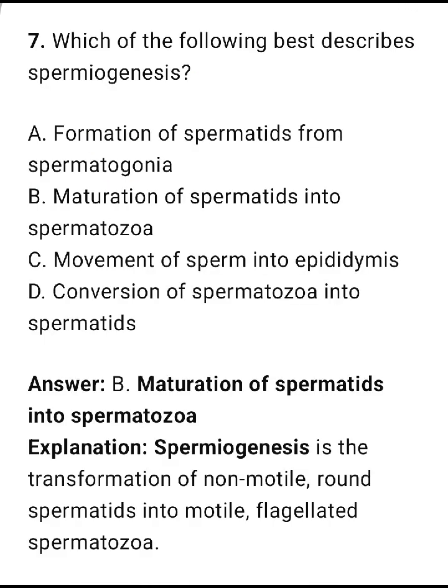Next one, which of the following best describes spermiogenesis? There are two processes, spermiogenesis and spermiation. We are asked about spermiogenesis. So the right answer is option number B, that is maturation of spermatids into spermatozoa. It is called spermiogenesis. The release of spermatozoa from the Sertoli cell is called spermiation. So these are two different processes.